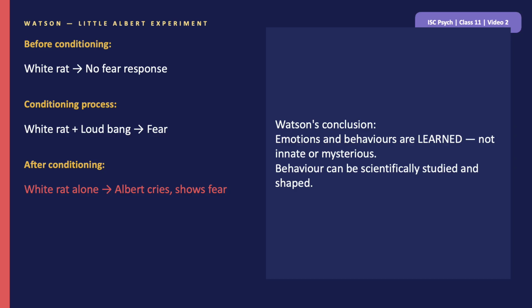Watson conditioned a baby, known as Little Albert, to fear a white rat by pairing it with a loud, frightening noise. Albert had no fear of the rat initially, but after repeatedly hearing the loud noise whenever the rat appeared, Albert began crying at the sight of the rat alone. Watson used this to argue that emotions and behaviors are learned, conditioned responses, not something innate or mysterious.